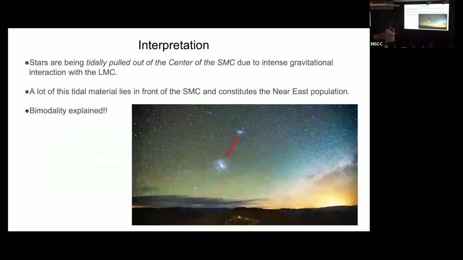So the interpretation of this is that the stars, according to what we are seeing, are being pulled from the center of the SMC by the intense gravitational interaction with the LMC. A lot of this material, which lies away from the SMC, constitutes the nearest population, which is a way to explain the bimodality.